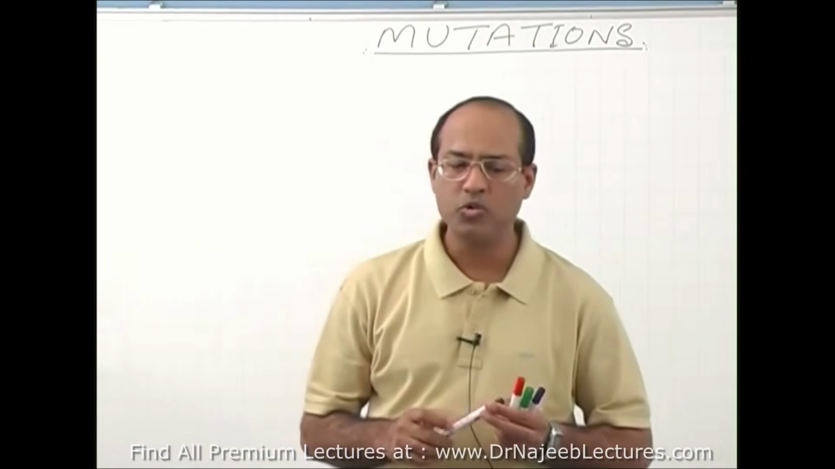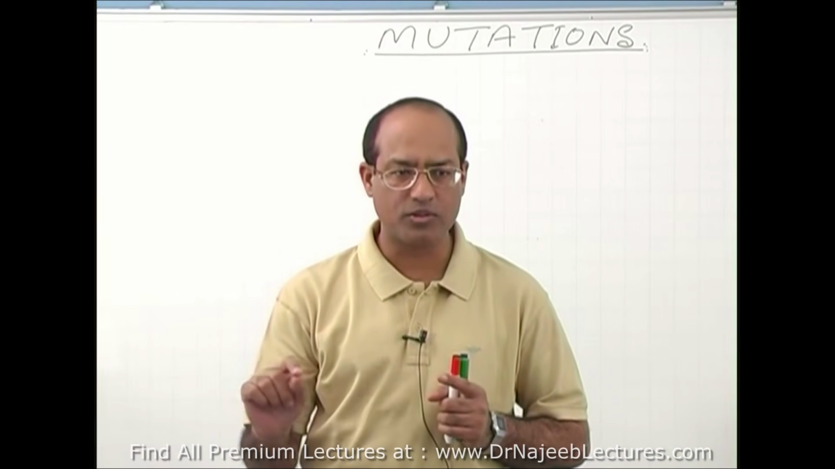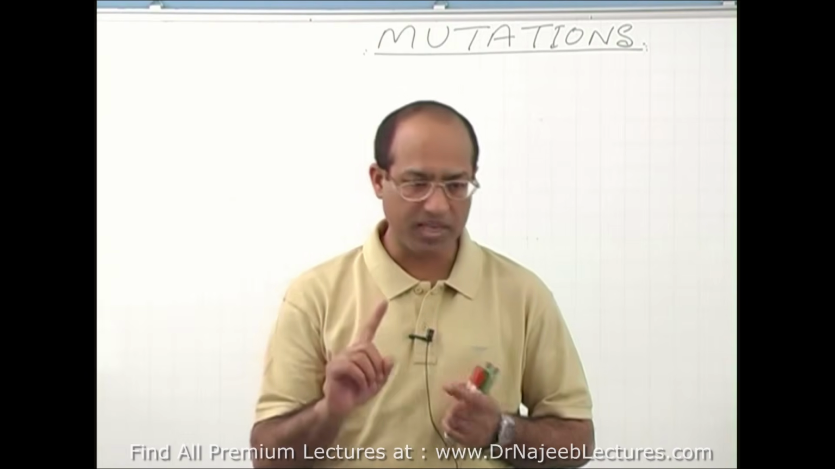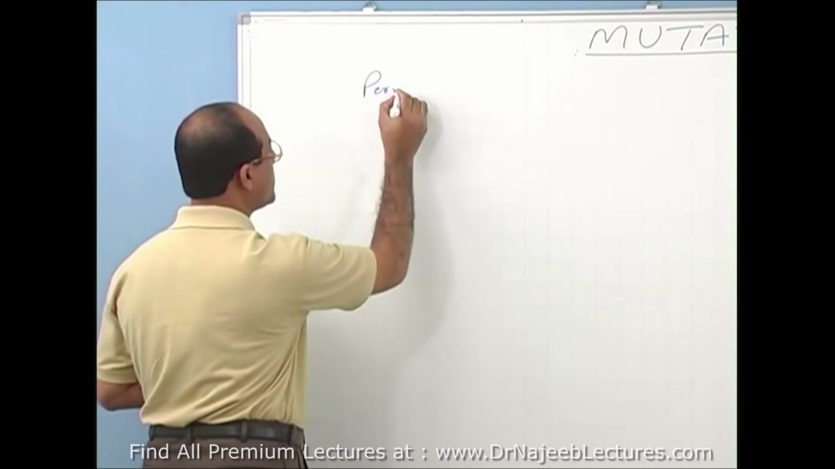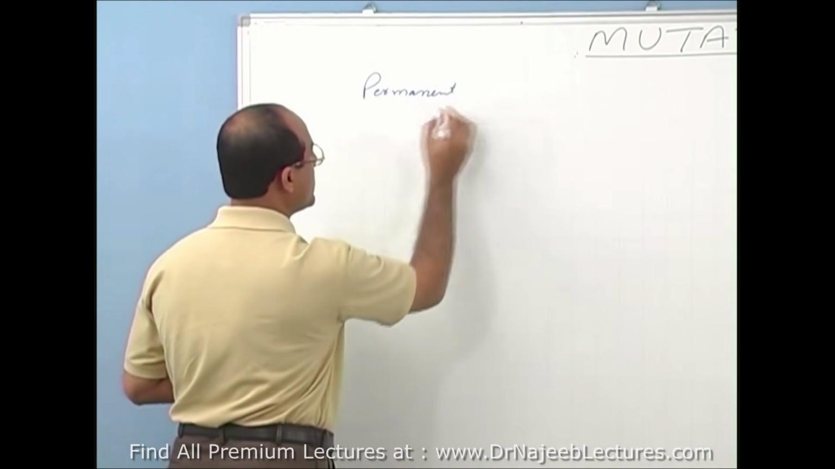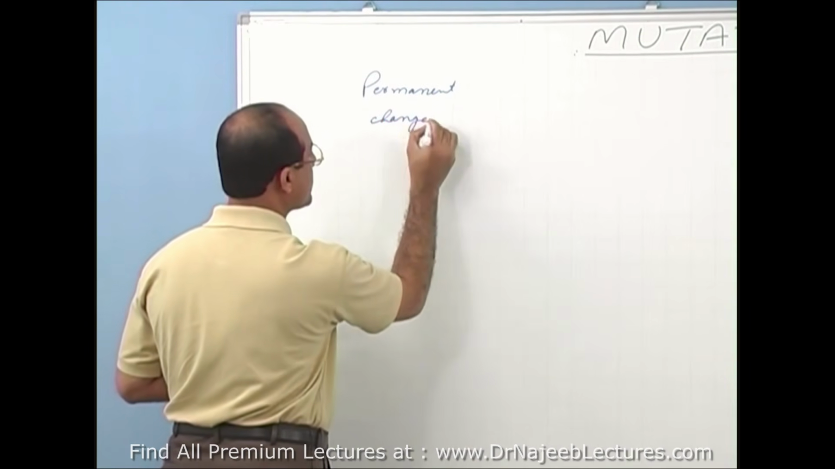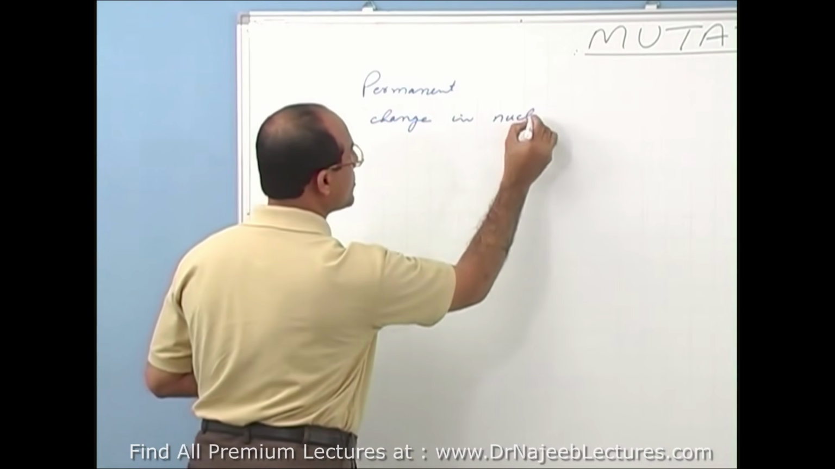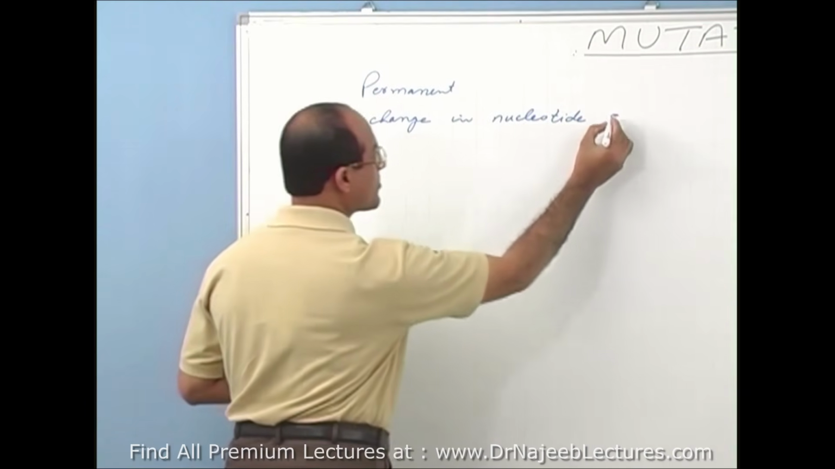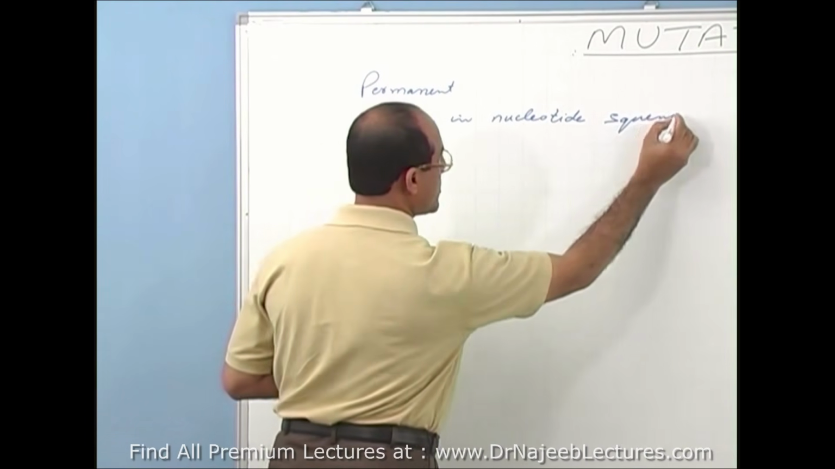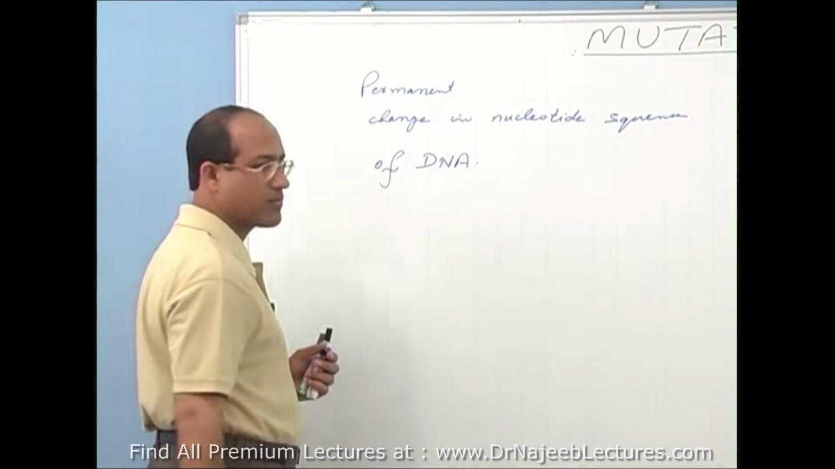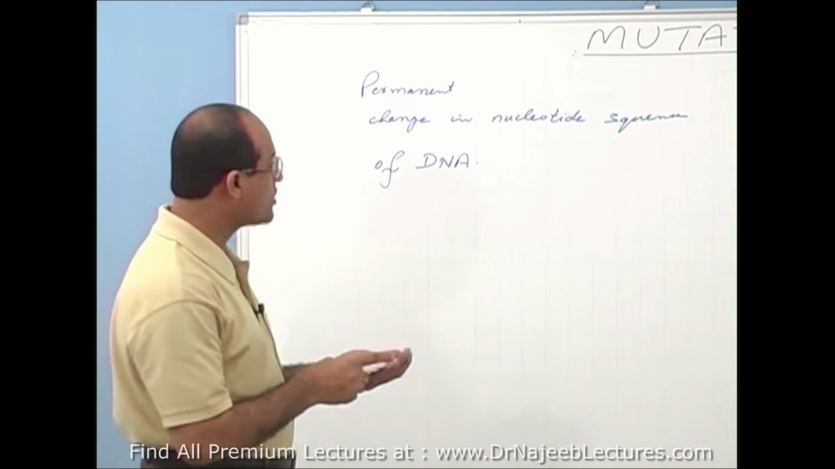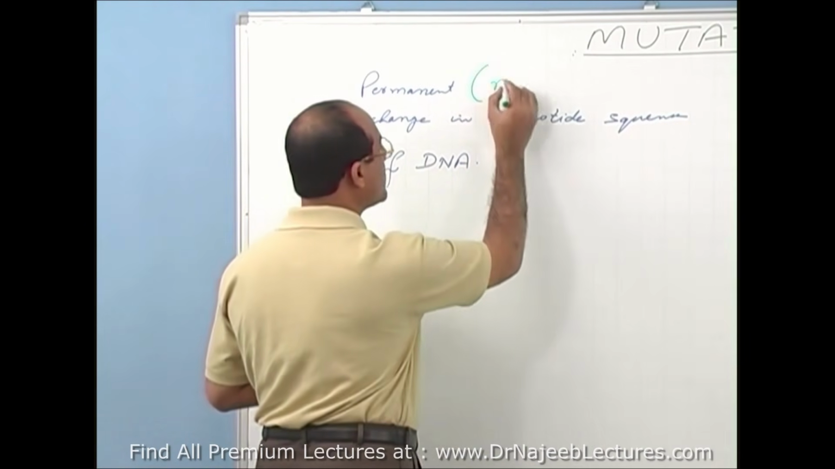What is a mutation? Mutation is basically a permanent change in the nucleotide sequence of a DNA. The features of mutations are: number one, it should be permanent; a change in nucleotide sequence of DNA. Permanent means which is not repaired.